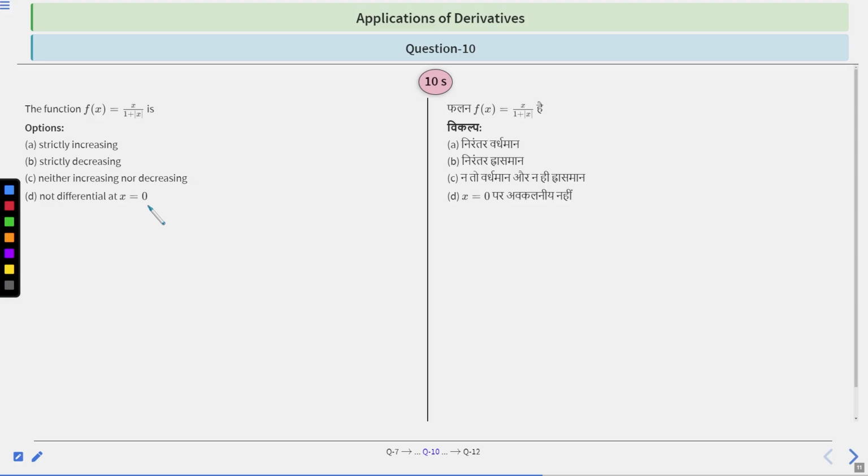After that, you will see whether f dash x is greater than 0, or less than 0, or neither greater than 0 nor less than 0, right? In that way you can decide whether it is strictly increasing or strictly decreasing, or neither strictly increasing nor decreasing, right? Clear? So you have 10 seconds to solve this question. After 10 seconds we will discuss the solution.